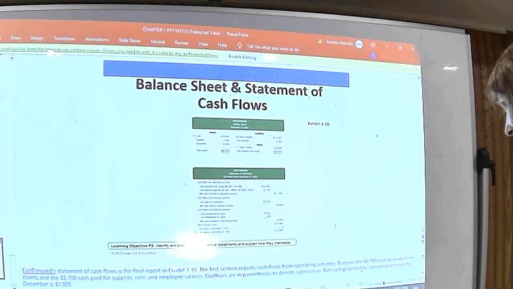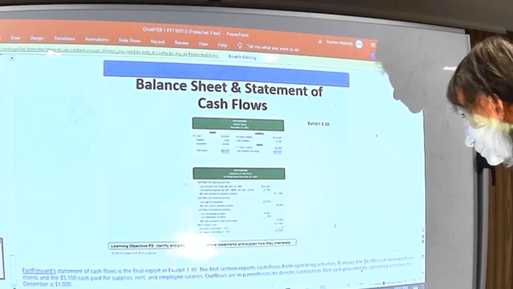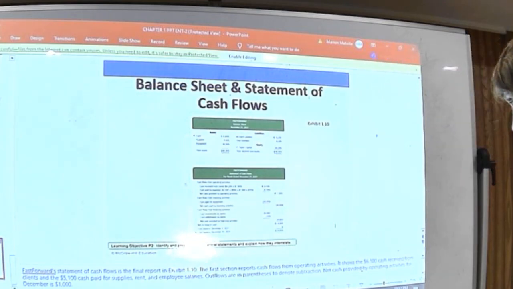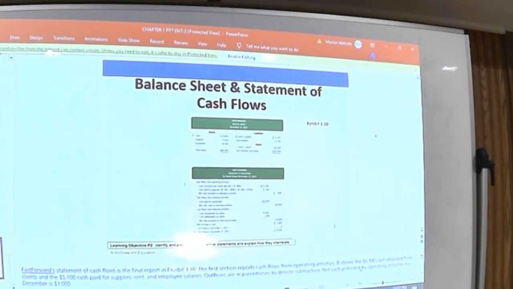And then at the bottom there, you can see those various classifications or categories of inflows and outflows of cash. They're divided between operating, investing, and financing. And that bottom line there is the cash balance at the end of that particular accounting period.